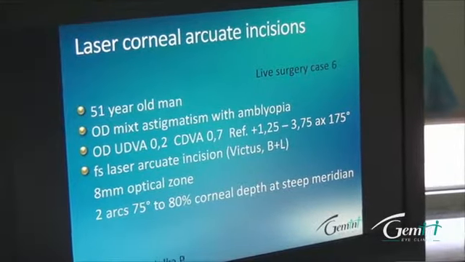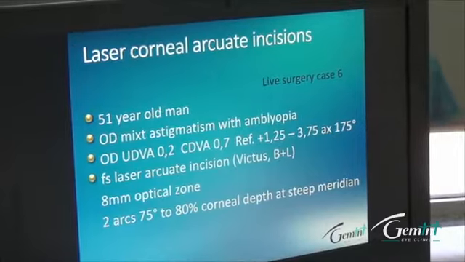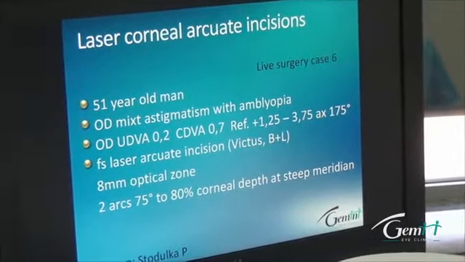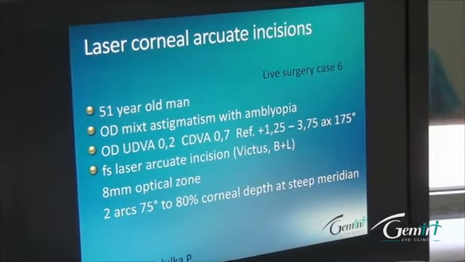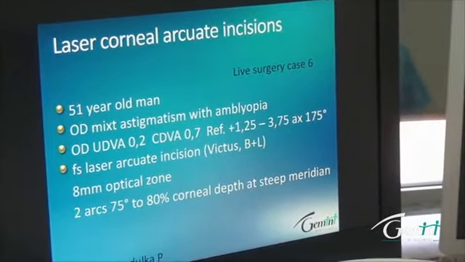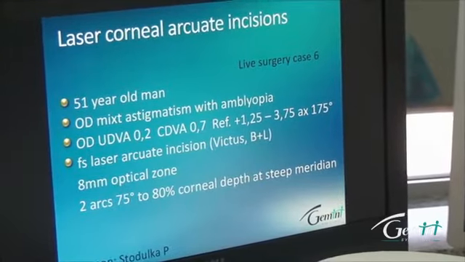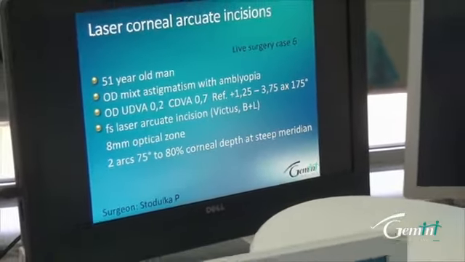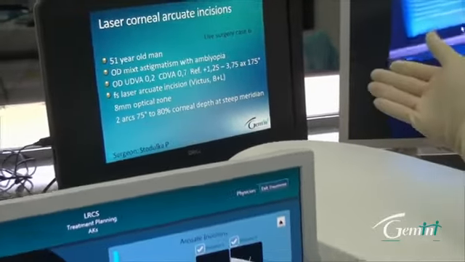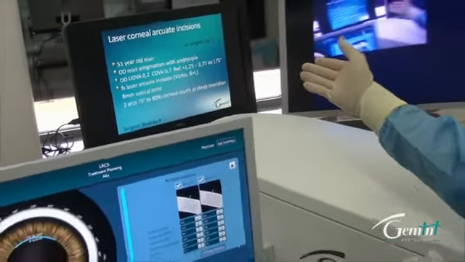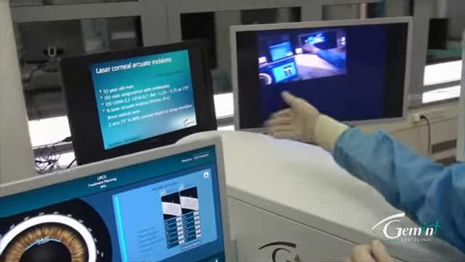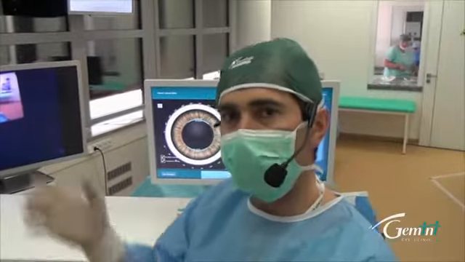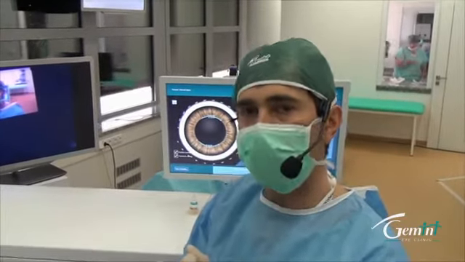His uncorrected distance visual acuity is 0.2 and corrected distance visual acuity 0.7. The refraction is plus 1.25 with minus 3.75 at 175 degree axis. So the plan is to equalize the uneven curvatures of this cornea with corneal relaxing incisions to get a spherical equivalent of zero, because the spherical equivalent of this refraction is close to zero.